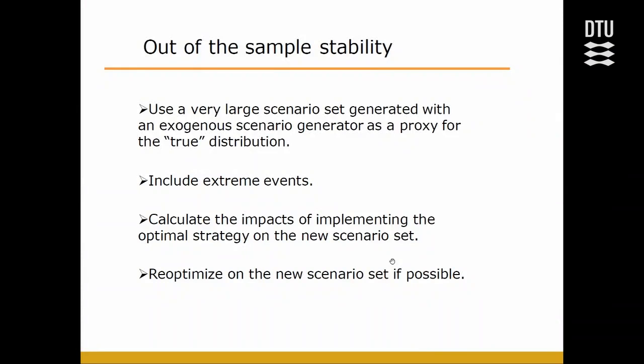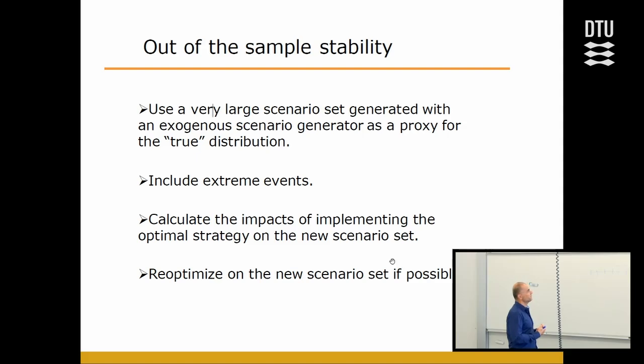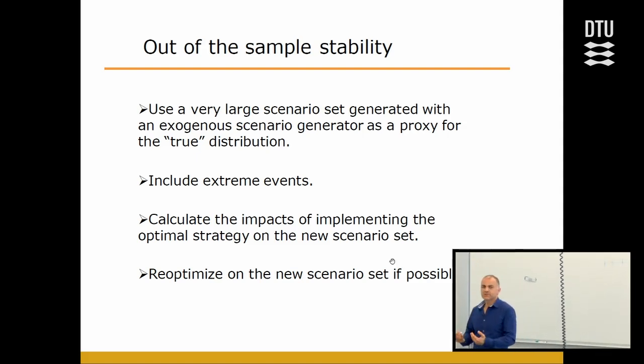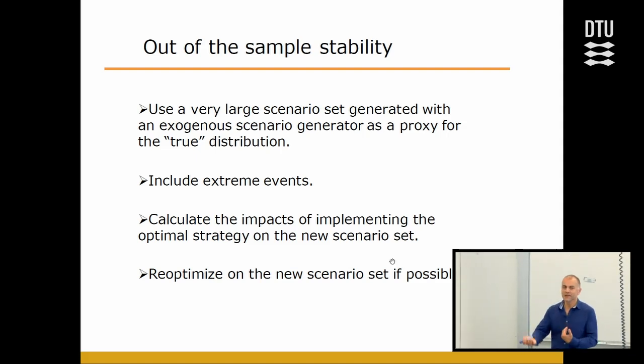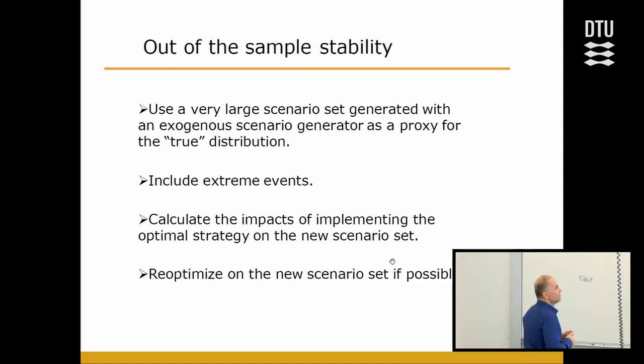Once you're sure that your scenario generation is stable in the sample, then the next testing would be out of sample stability. Out of sample stability is about making sure that your scenario generation and your optimization model actually work in real life. So how do we test that? There are a couple of ways of going about that.